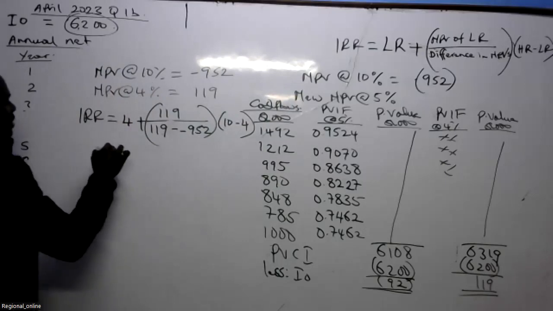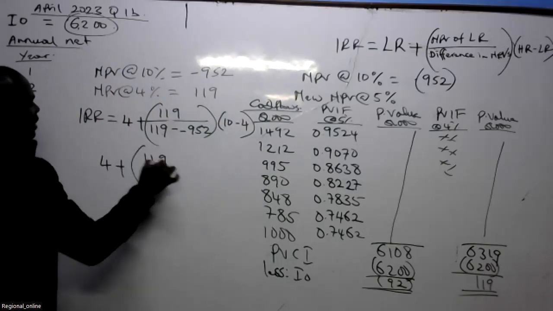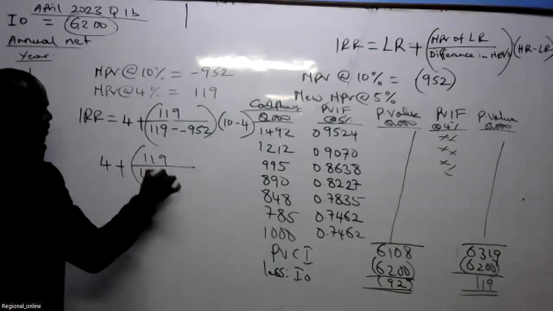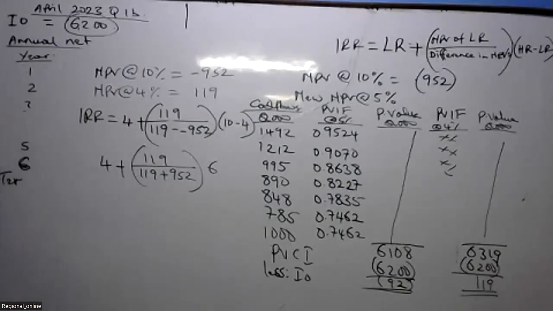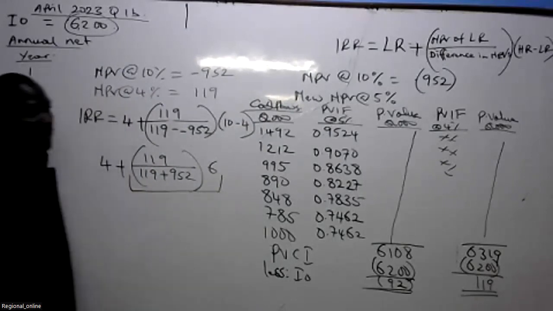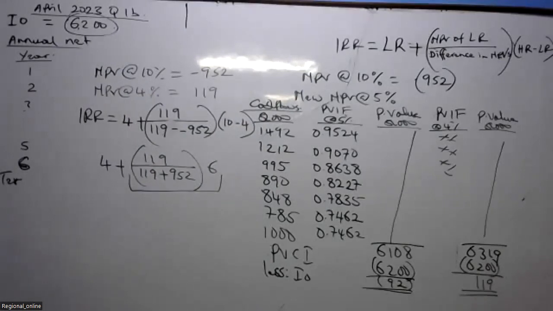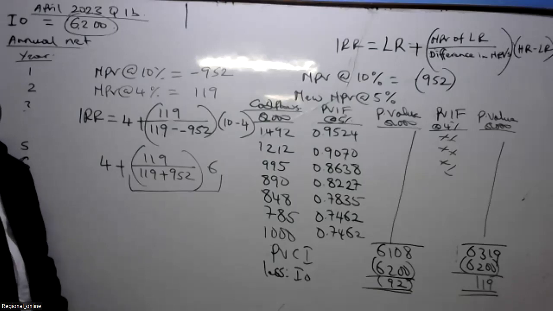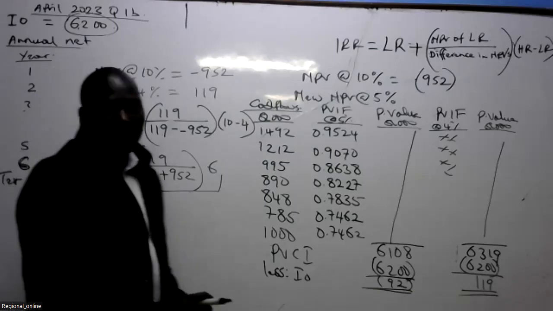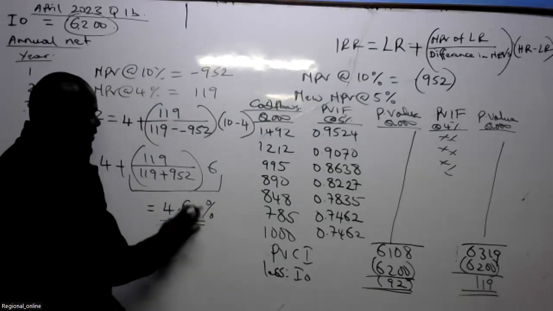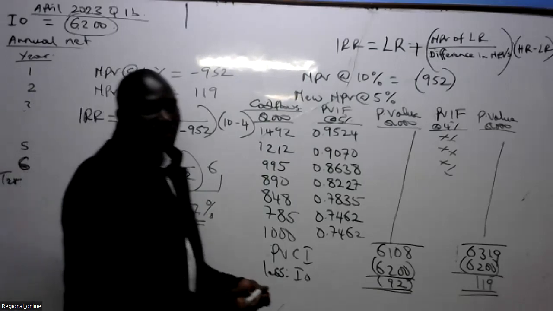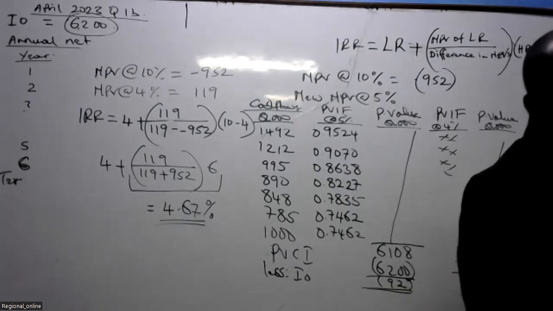So this is 4 plus 119 minus inakuwa nini? Inakuwa plus. Then you multiply by 6. BODMAS sinasema uanze na hii. 4.67%. So 4.67%.